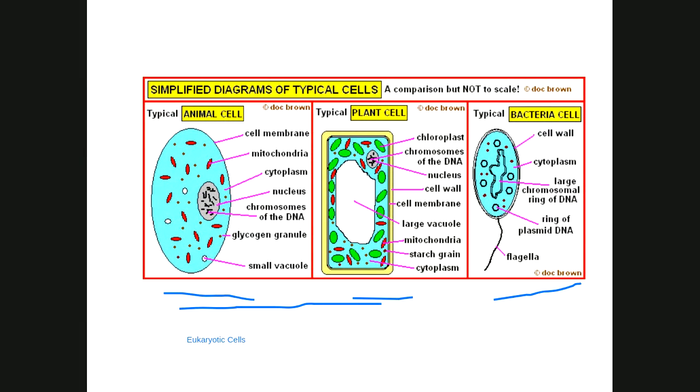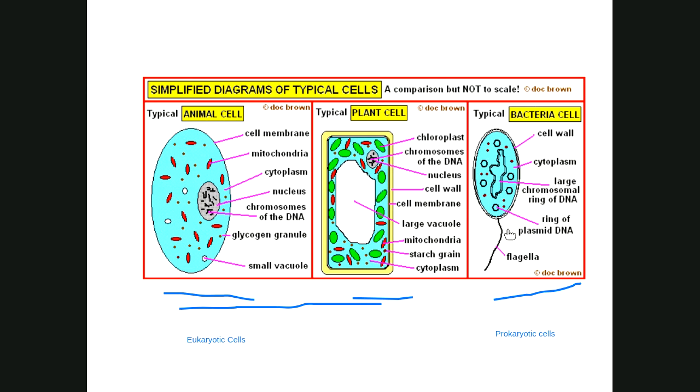What did I say to you? That both the plant cell and animal cells are known as eukaryotic cells, and the bacterial cell is known as a prokaryotic cell. I told you the difference between the prokaryotes and eukaryotes in the last lecture. What is the difference between the prokaryotes and eukaryotes?